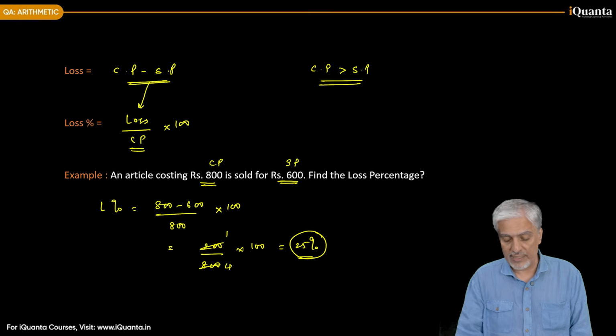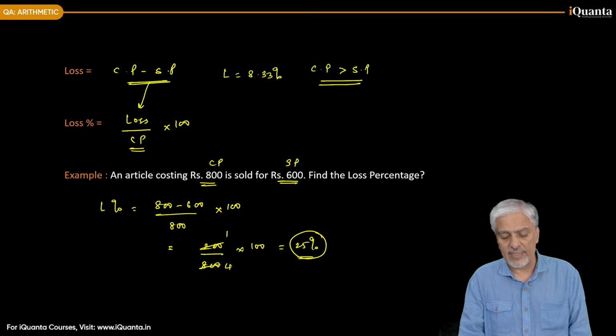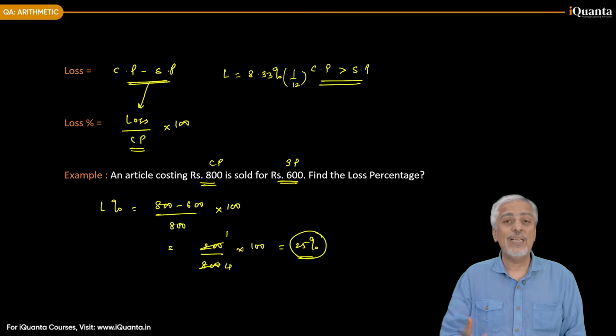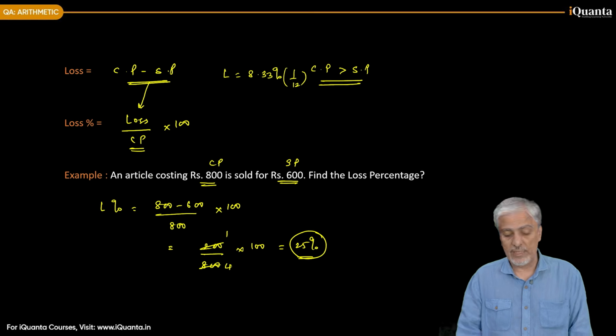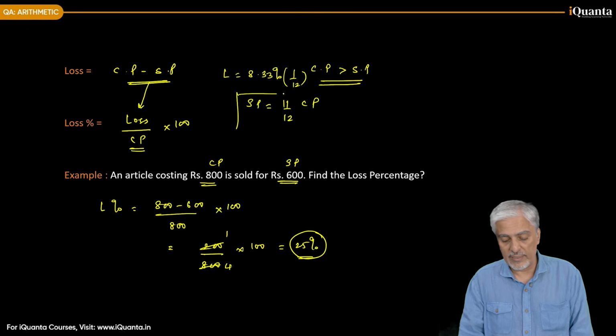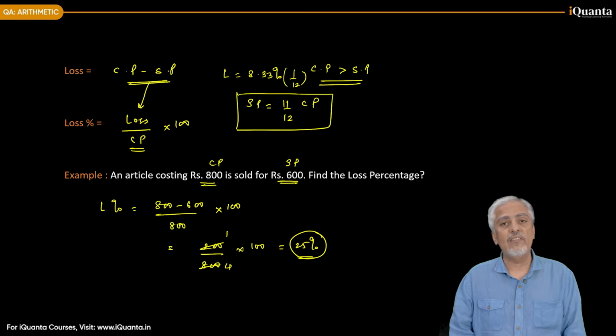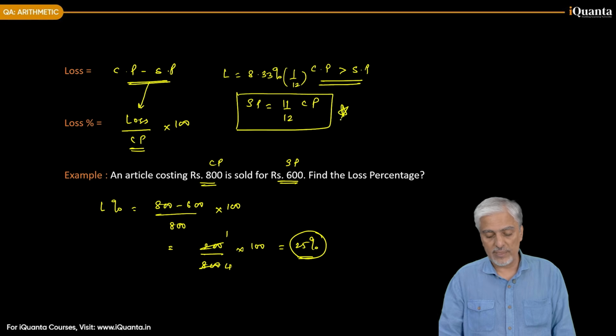Same logic I can apply for loss. Suppose the loss in a transaction is 8.33%, which we know is 1 by 12. So if there's a loss of 1 by 12, your selling price will be less than the cost price. So you say your selling price will be 11 by 12 of the cost price.